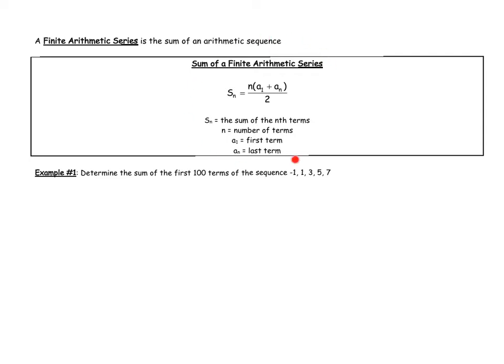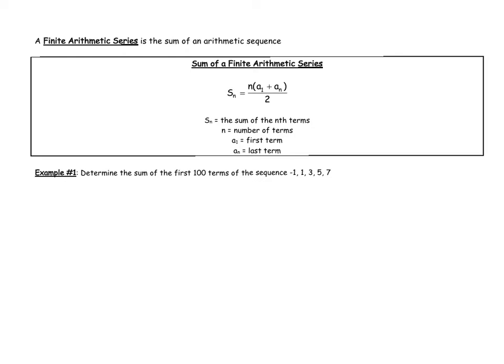And here's the formula that we're going to use, where S sub n is the sum of the nth terms, n is the number of terms, a sub 1 is the first term, and a sub n would be the last term. So the only way I can explain this is through an example, and I think that would be the easiest way. So example number 1 says, determine the sum of the first 100 terms of this sequence.